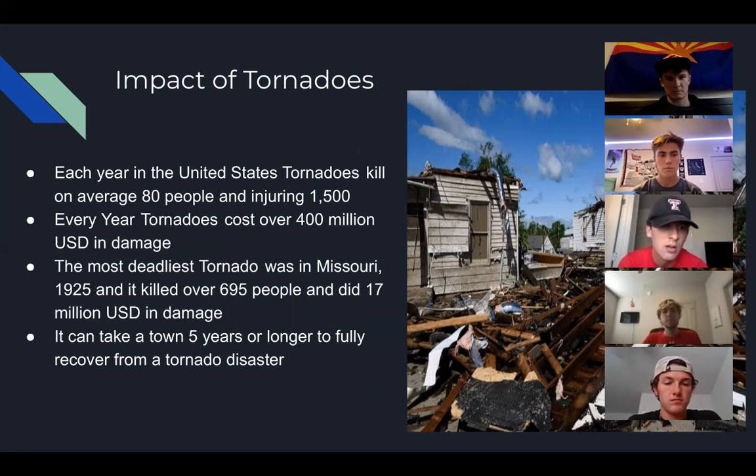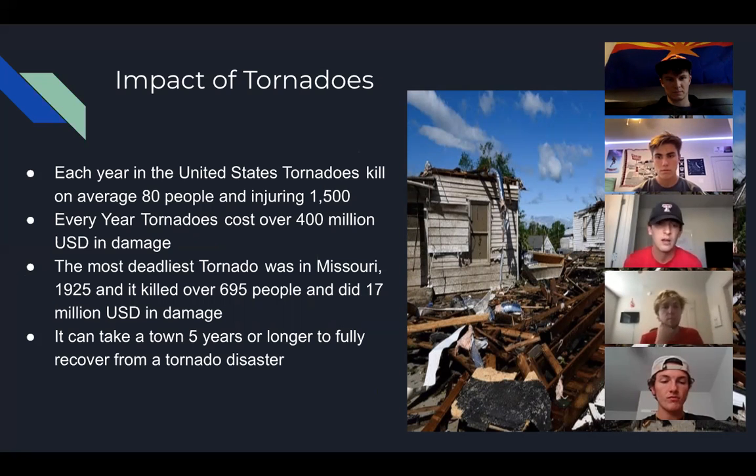And the deadliest tornado in the United States history was in Missouri. It was called a tri-state tornado because it hit in Missouri, Indiana, and Illinois. And it was over 300 miles long and had winds up to 260 miles per hour. And it ended up killing 695 people. And back then it cost $17 million, which would be an insane amount if we converted that.